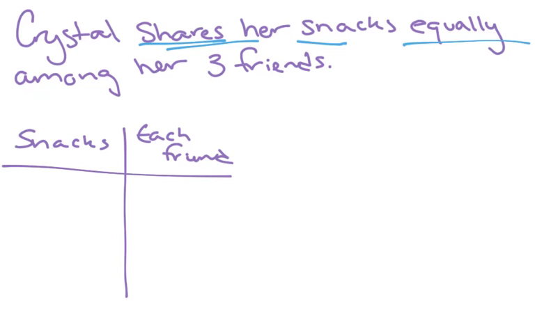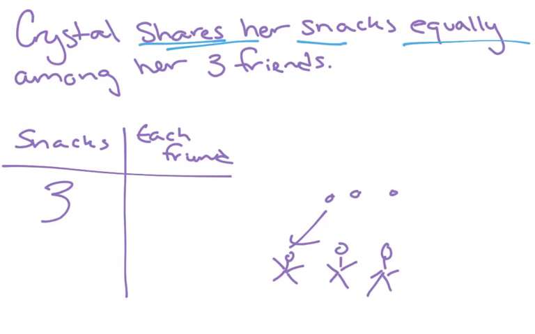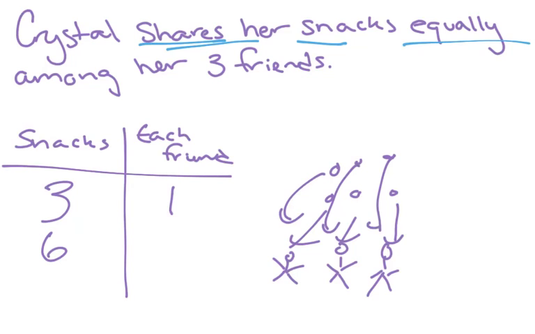Let's say Crystal brings in 3 snacks. She brings in 3 snacks, shares equally with her friends. Here are her 3 snacks. Here are her 3 friends. Well, they kind of look like starfish. Great friends, Crystal. 1 for you, 1 for you, 1 for you. That means each friend gets 1. If Crystal brings in 6 snacks, that means each friend would now be getting 2. If she brings in 9 snacks, each friend would be getting 3.